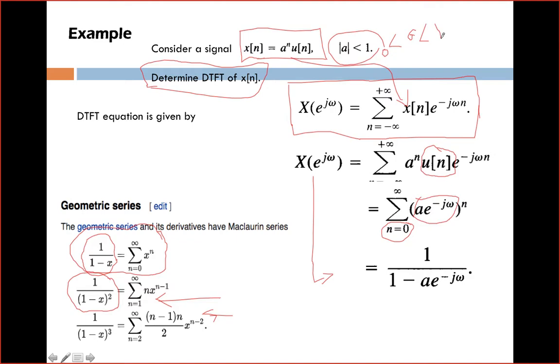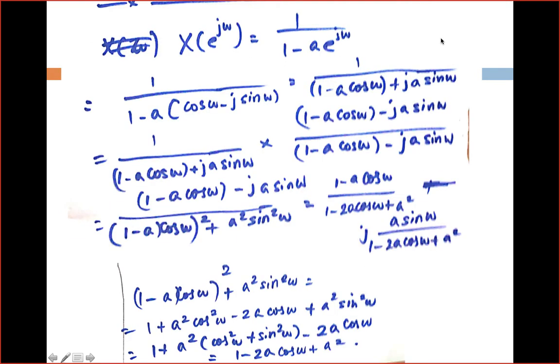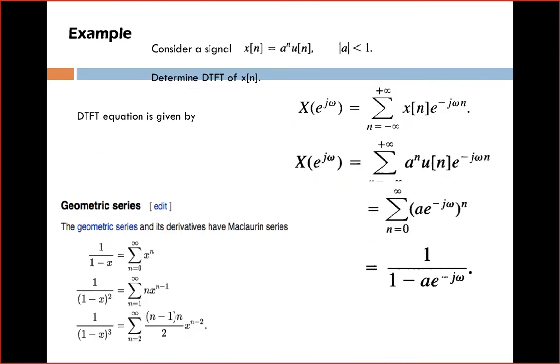Now we are going to plot the magnitude and phase response for this particular case. Since it's a complex number, what we are going to do is separate the real and imaginary parts to find the magnitude plot and phase plot.